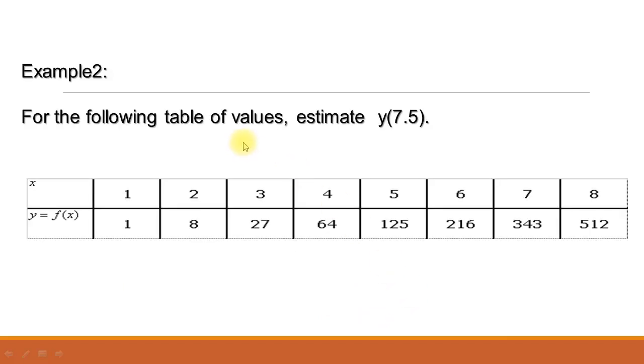Now let's move on to another example, which is very simple. Suppose we have data for the function y equal to f of x, with x equal to 1 2 3 4 5 6 7 8. There is one step size gap between these domain values. The value of y for x equal to 1 is 1, for x equal to 2 the value of y is 8, for x equal to 3 the value of y is 27, and so on. For x equal to 8 the value of y is 512, and we need to calculate the value of y at x equal to 7.5.